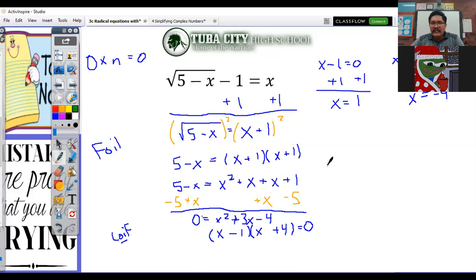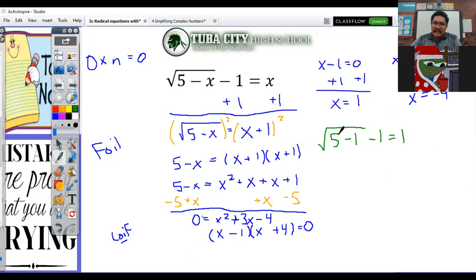And that is, we need to plug it back into the original and see if it works. All right, so let's go ahead and take x as 1, and I'm going to plug it back in here. So square root, actually it's going to be 5. The first number is 5 minus 1 minus 1 equals, and then x is also going to be 1, so I'm going to plug it in there.